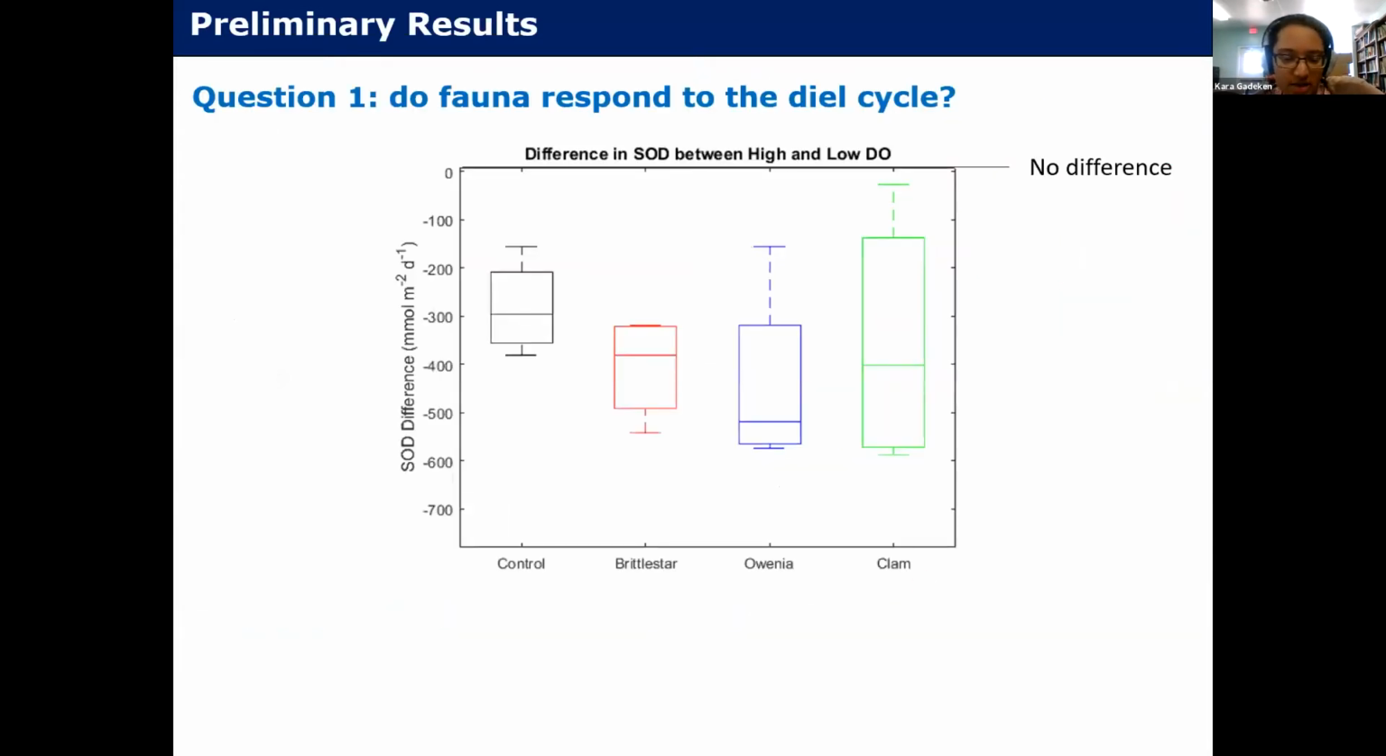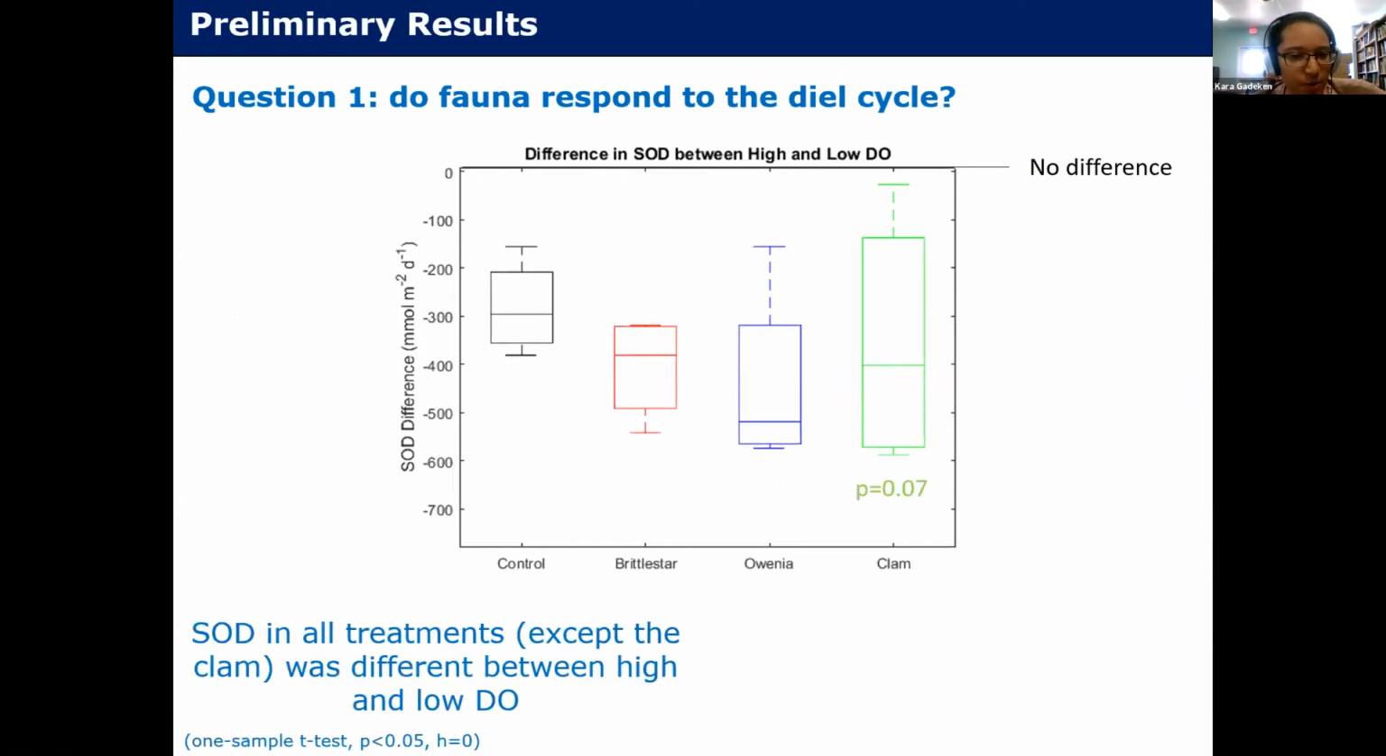So we look at just those 2 time points in the comparison. This is a plot of the differences between SOD for each replicate at high DO and low DO. On this plot, if SOD is different at high DO than at low DO, we would expect the boxes and whiskers to be significantly different from 0. This would be no difference in SOD between high and low DO. So that is supported for everyone except for the clam, weirdly.